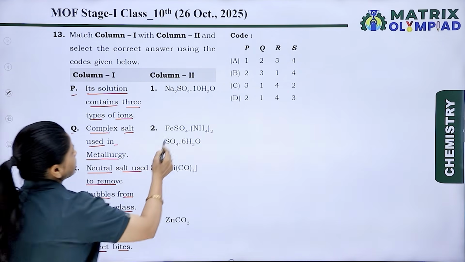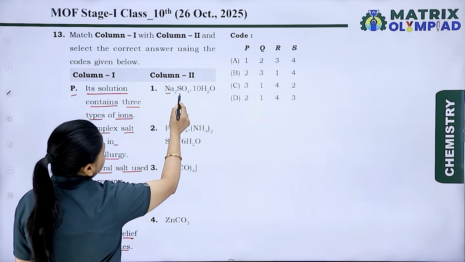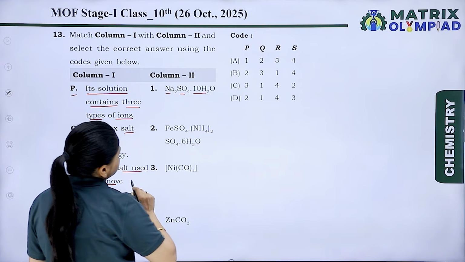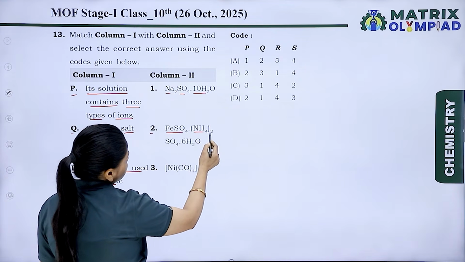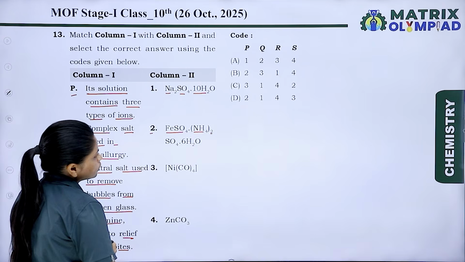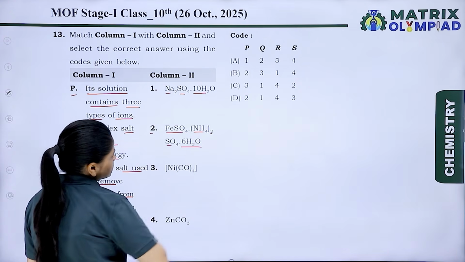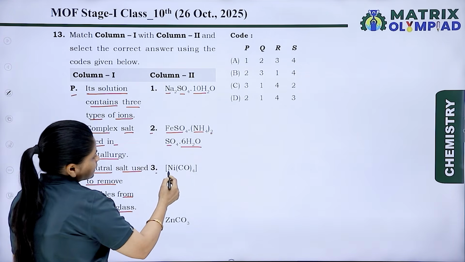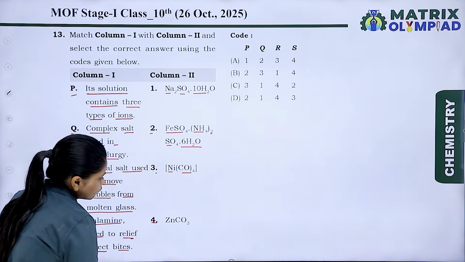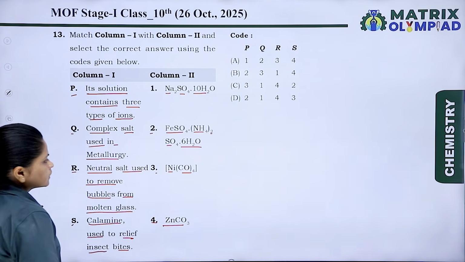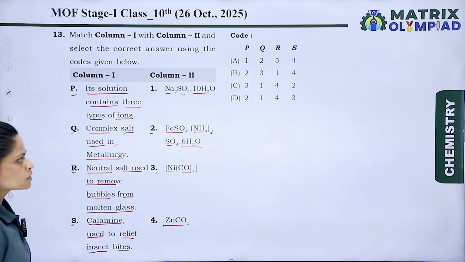Now column second, first Na2SO4.10H2O, second FeSO4.(NH4)2SO4.6H2O, third nickel carbonyl Ni(CO)4, 4 zinc carbonate. Now let's match the columns.